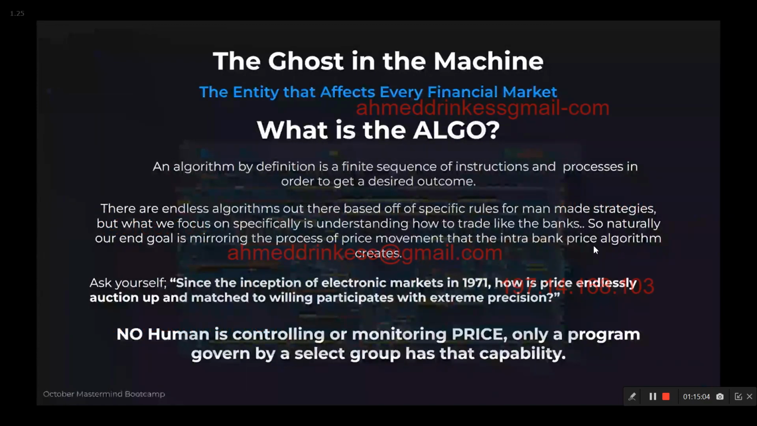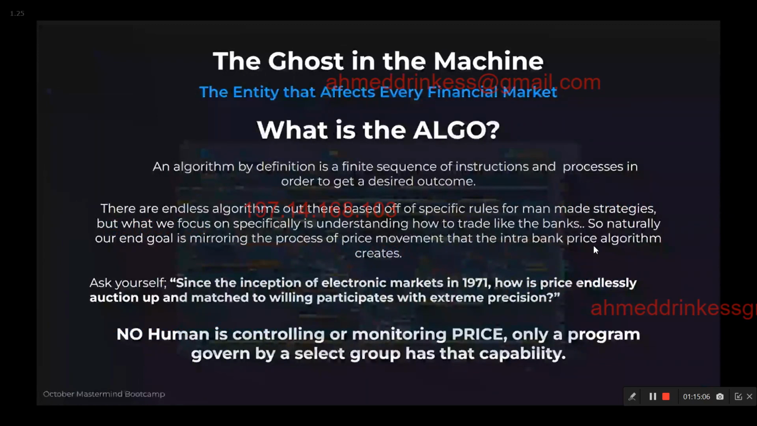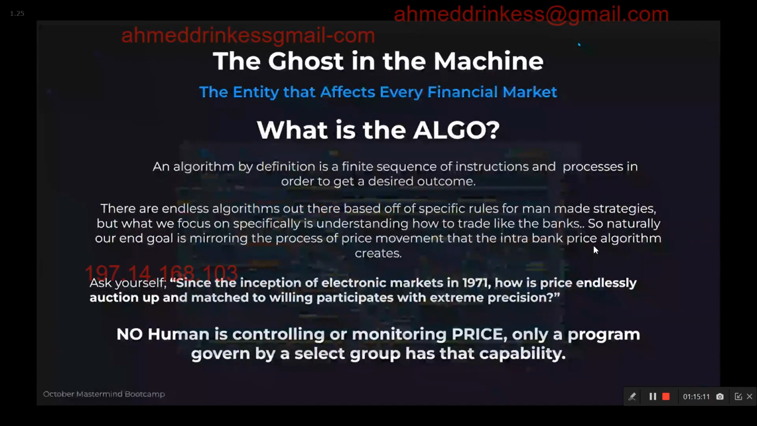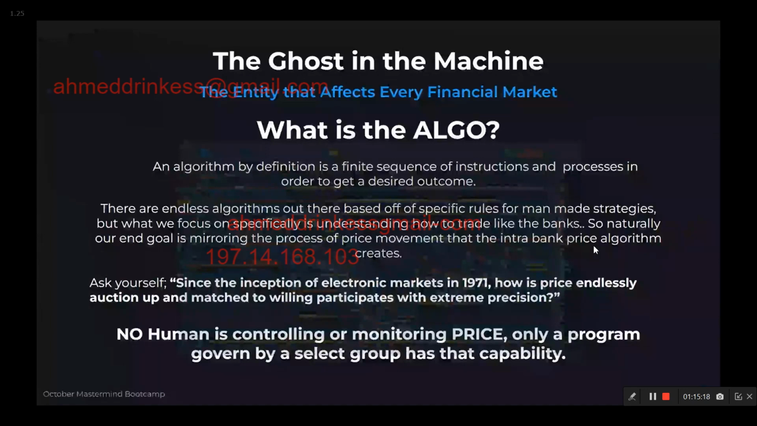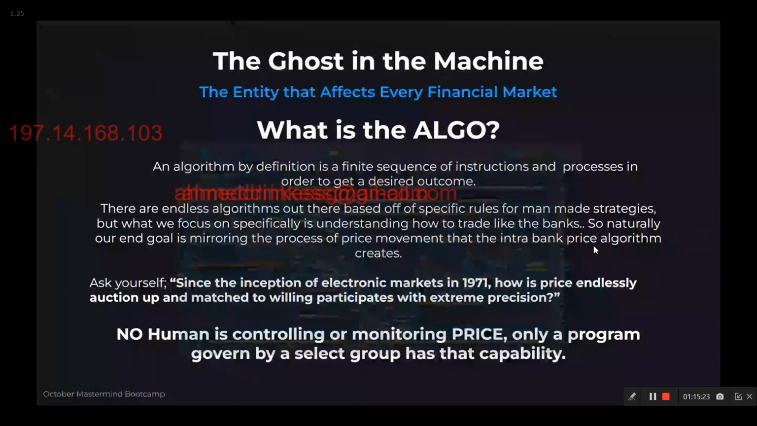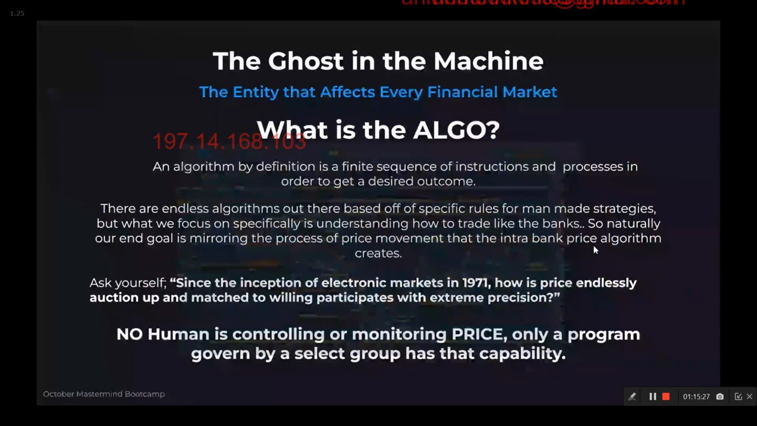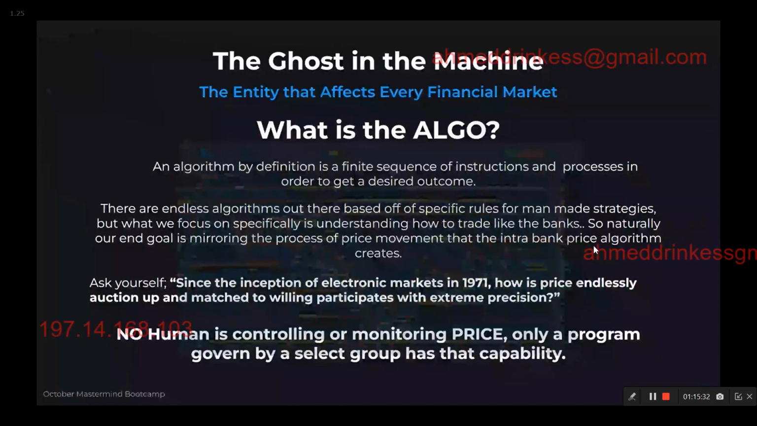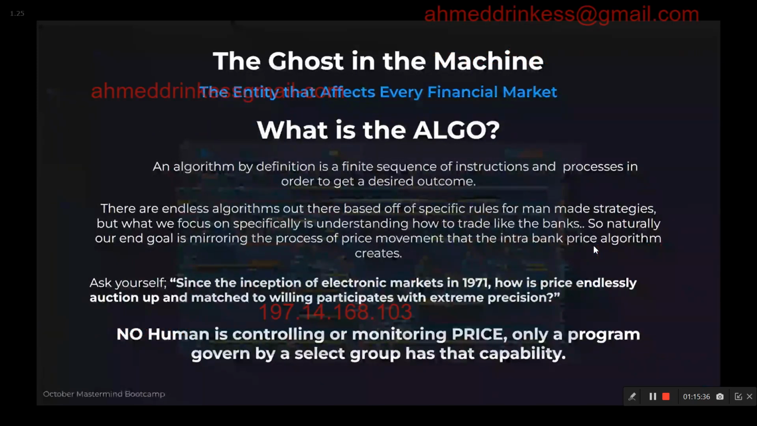You are literally able to enter and exit virtually whenever you want to, minus sometimes the lag in execution speed from brokers when we try to close your position. Obviously, there's other matters at hand, because we need to understand that no human is controlling or monitoring price. No one is. It's all automated by algorithms, and only a program governed by a select group has that capability, that unconscious automatic processing down to the decasecond. Not only is it not emotional, but it's all based off of specific rules, all based on liquidity, right?